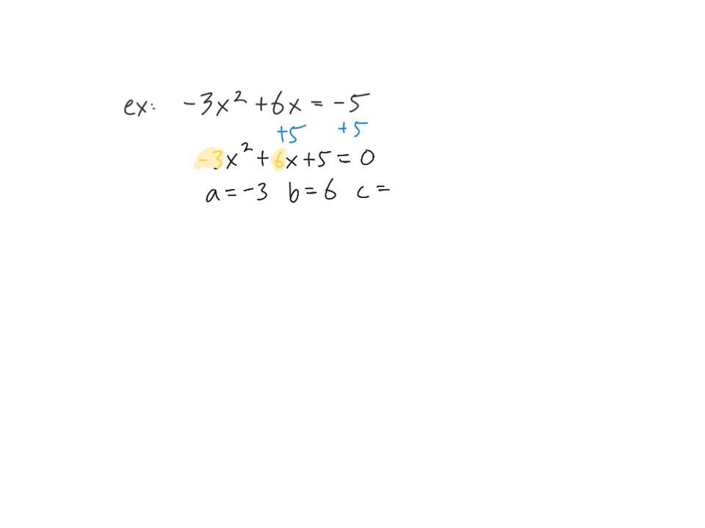And actually, I guess you could say that the positive sign goes with it. That determines whether it's a positive or negative coefficient. So anyways, moving on. c is going to be the constant in this equation, which is positive 5. Okay, so we've got our a, b, and c.